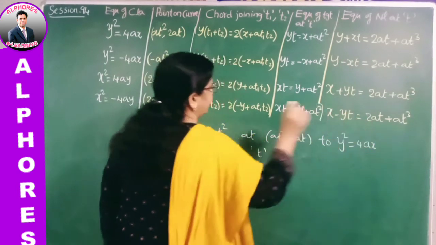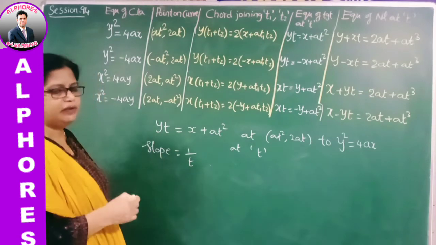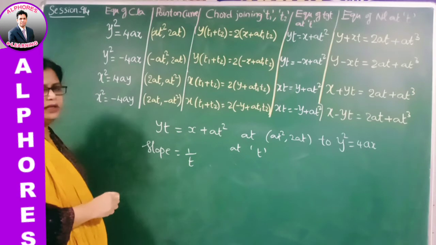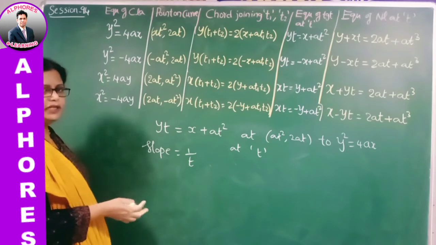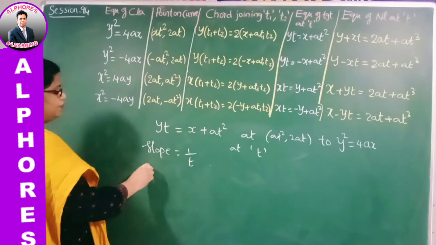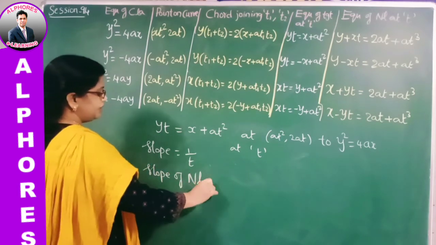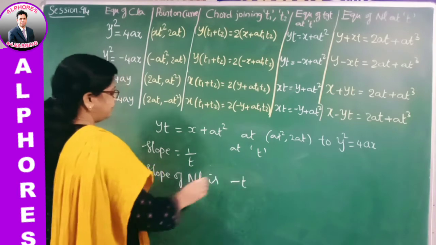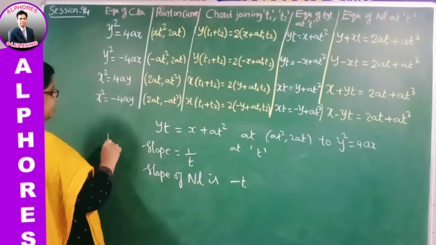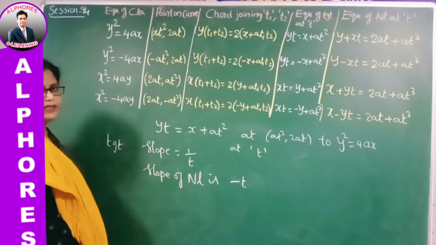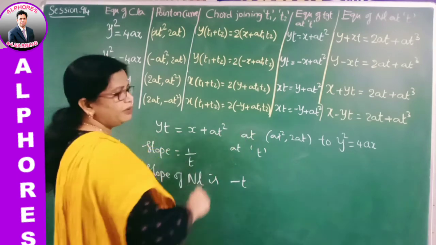Now we want to get the normal equation. As the slope of the tangent at t is 1 by t, and we are finding the normal at the same point of contact, the slope of the normal is nothing but minus t. So this is the tangent slope you got, and this is the slope of the normal, minus t, at the same point of contact.